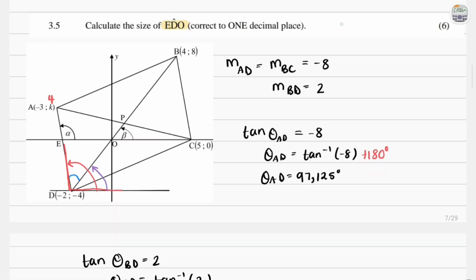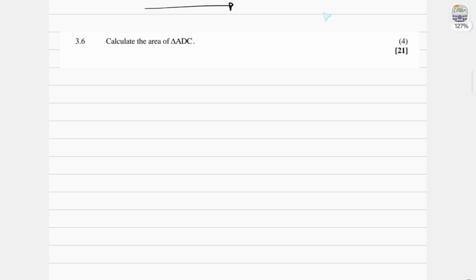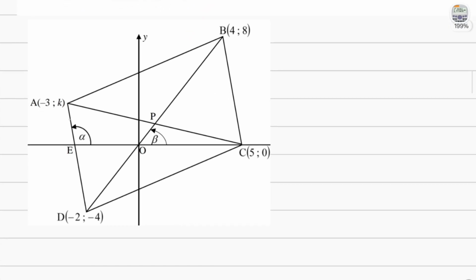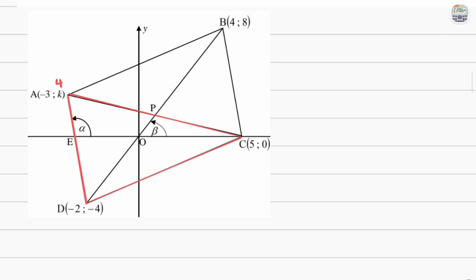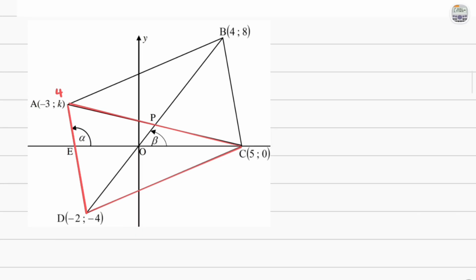Okay, moving on to the next question. Question 6.3 says, calculate the area of triangle ADC. Let's just get our diagram so we can see this. So they want the area of this triangle ADC. There are other things that we already know about this, so we can take those into account. Just remember K is 4. And if we want the area of this triangle, let's try using a half base times height first before resorting to other means of finding this area.